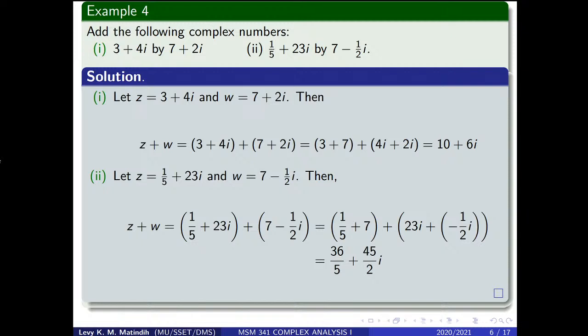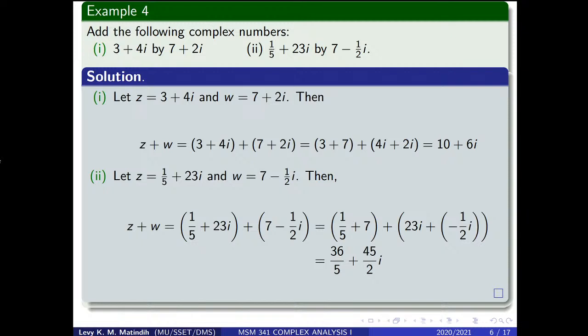Now the real part of z is 3, the real part of w is 7, so we add these two, so it will be 3 plus 7, then plus the imaginary part of z, which is 4i, and the imaginary part of w, which is 2i, so it will be 4i plus 2i. Now 3 plus 7 is 10, 4i plus 2i is 6i. So this is our final answer, the addition of the complex numbers 3 plus 4i and 7 plus 2i.